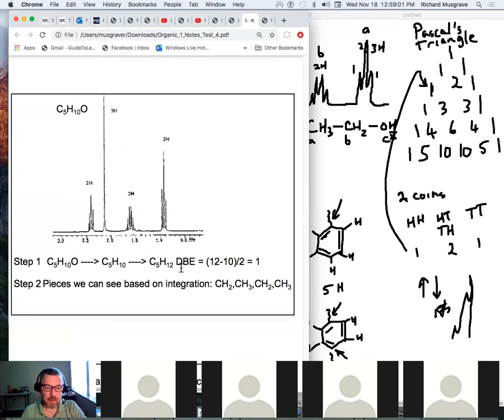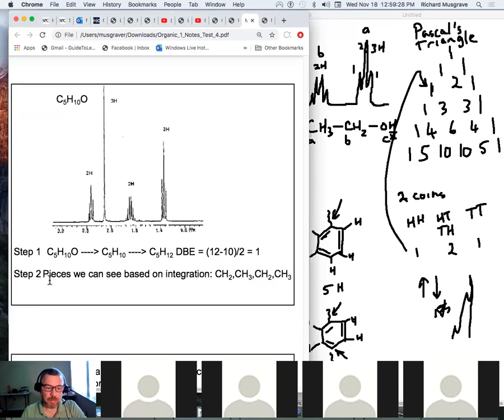The first step is doing what we did the other day, figuring out the double bond equivalence, so determining how many rings or double bonds there might be in the compound. For this one, C5H10O would be the same as C5H10. If it was saturated, it'd be C5H12. 12 minus 10 divided by 2 is 1. You'll get used to doing this the more you do it. So I know this compound has 1 ring or 1 double bond, but I don't know anything else yet.